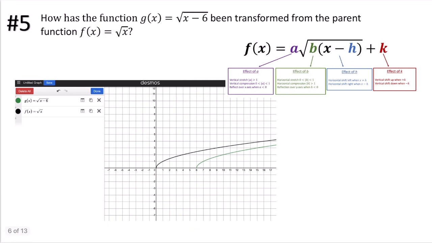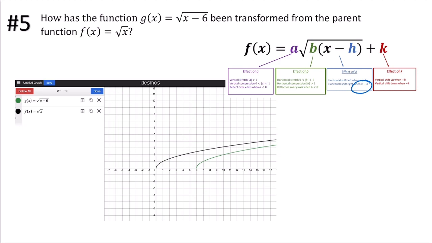Now it gives us this equation, g of x equals the square root of x minus 6, and it wants us to say how it's been transformed from the parent function, f of x equals the square root of x. One thing that's really useful here is the chart that's in your study guides. Notice that it's an x minus 6 situation, so that's going to be an x minus h, because the change is on the inside, so it's horizontal. Remember, that's the one that does the opposite.